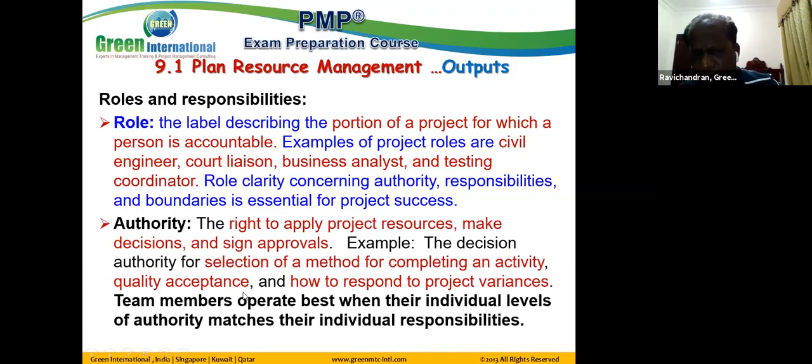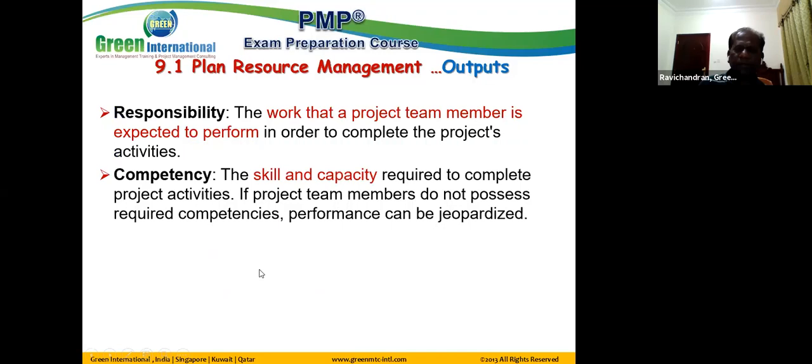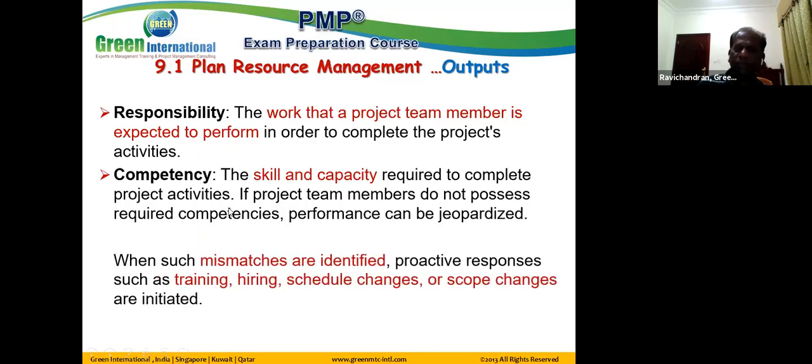Authority, meaning the right to apply the project resources, make decisions, and sign approvals, is called authority. Responsibility, the work that a project team member is expected to perform in order to complete the project activities, is called responsibility. Competency, the skill and capacity required for completing the project activities. If the team members do not possess the required competencies, what will happen? Performance can be affected. So in this case of situations, we need to take proactive response like training them, hiring additional team members, making schedule changes. Even you may go for scope changes.